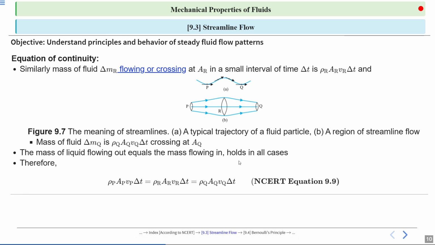So putting it all together, we get the equation, that is rho_P A_P V_P delta t is equal to rho_R A_R V_R delta t is equal to rho_Q A_Q V_Q delta t. This equation is very important. Alright, each term represents the mass of the fluid passing through different sections in the same time interval.